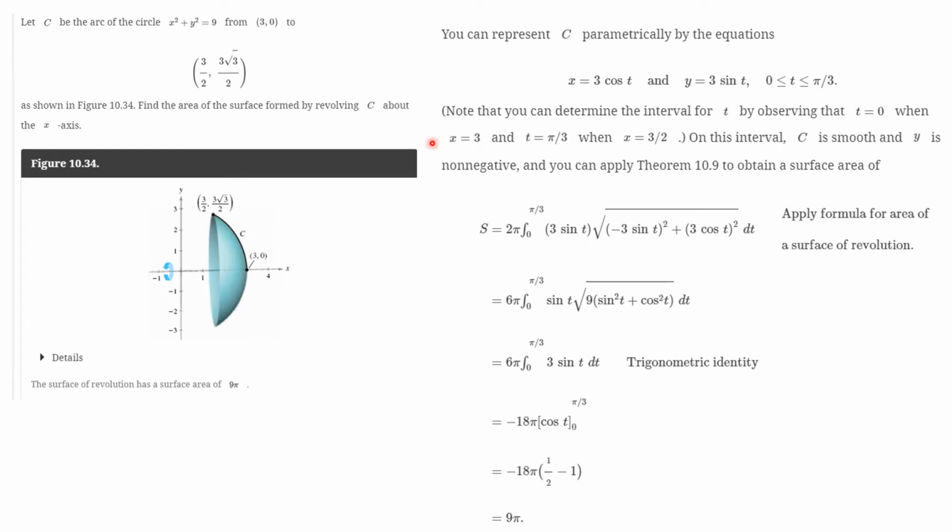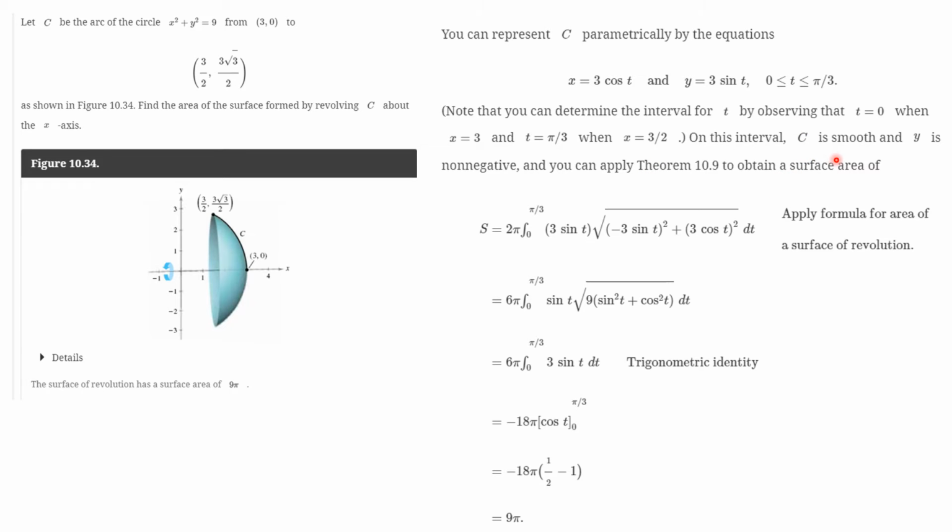Okay, well, you're representing C, and you do have to represent C parametrically by the equations x is equal to 3 cosine t and y is equal to 3 sine t. Now you can ensure that that is happening because you're starting here and going up to there. You see when t is equal to 0, you're at (3, 0), and then you go up to here. Where you end up is t equal to pi over 3, and you're solving that when x is equal to 3 over 2.